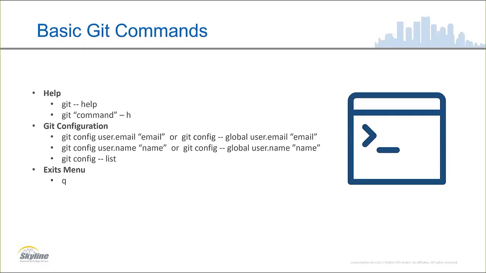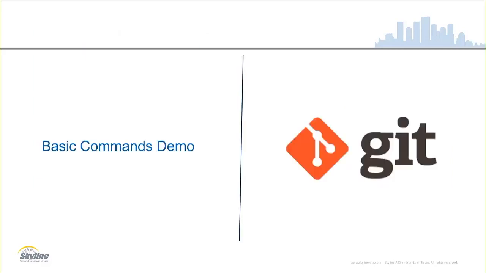If I go git config --list, it's going to show me that config, right? And one of the most important things to know is that Q actually quits out of a function. So if I start running the git help command and it's really long, and I want to cancel out of it, I just hit Q, and that's going to pull me out of it back to the prompt. All right, so let's just look at some of this.